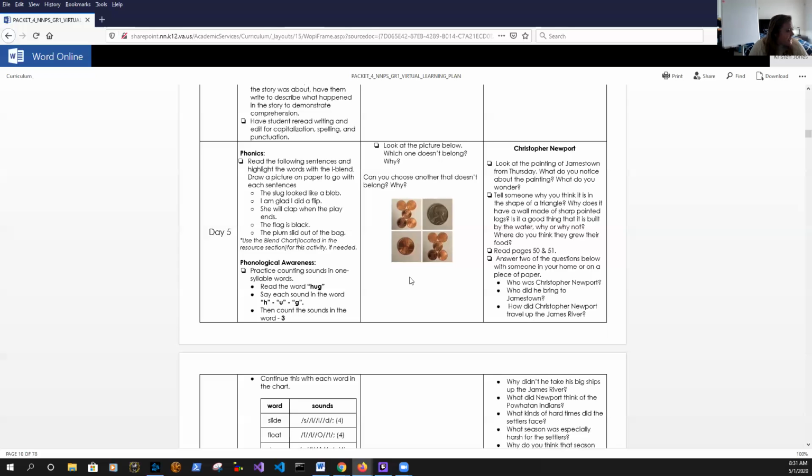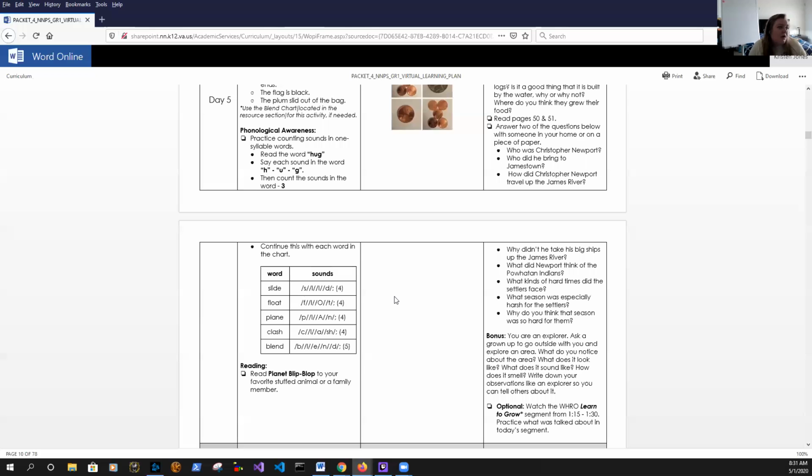So the next part is a phonological awareness section, and it says practice counting sounds in 1-syllable words. So read the word hug. Say each sound in the word. H, U, G. Then count the sounds in the word. H, U, G, 3. So your child will do that with each word given. So you'll say the word hug. They'll say hug. Then say each sound in the word. They'll break it down by sound and tell you how many sounds are in that word.